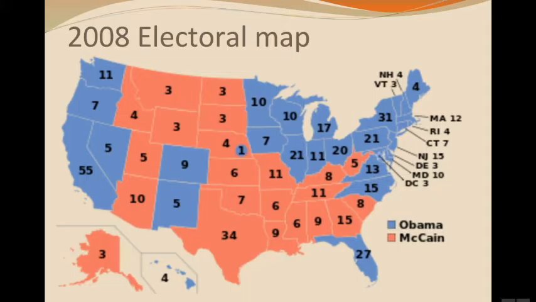Each state essentially is given a certain amount of electoral votes. You can see up here that a number of these states have 3 votes. We see New York has 31, Florida has 27, Texas 34, California has 55. In this system, each state casts these votes in the election for president, and whichever president has the most electoral votes ultimately is chosen.